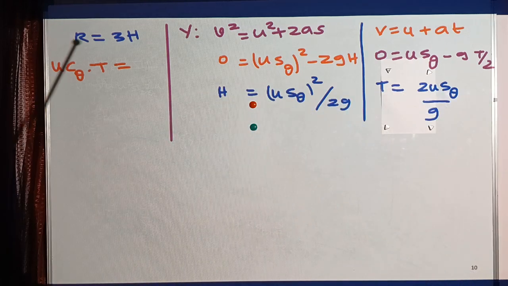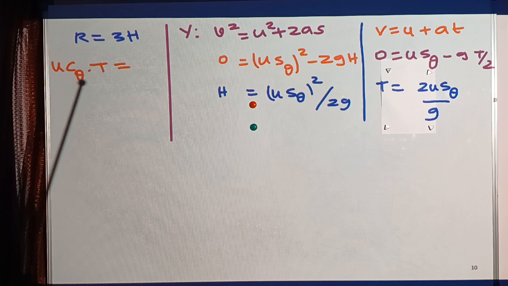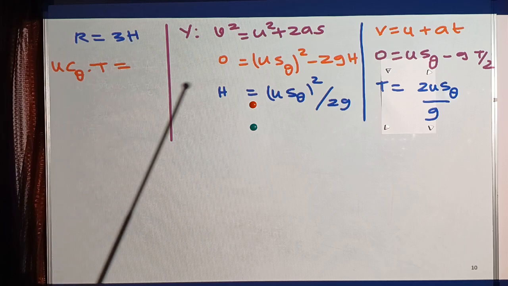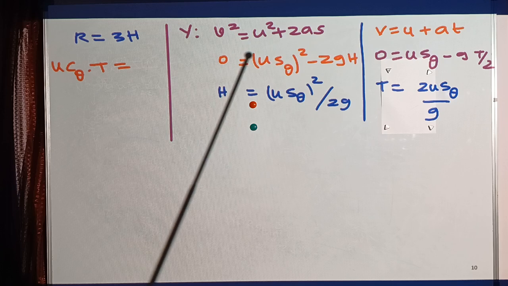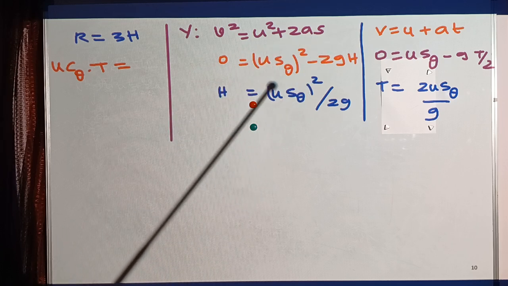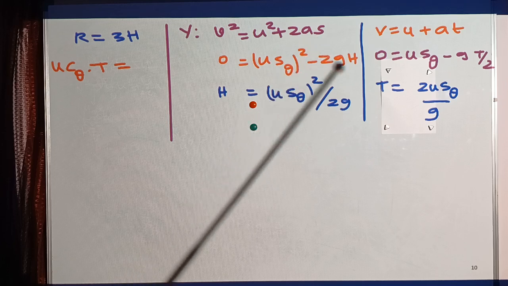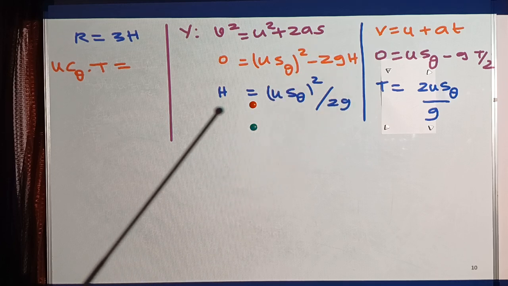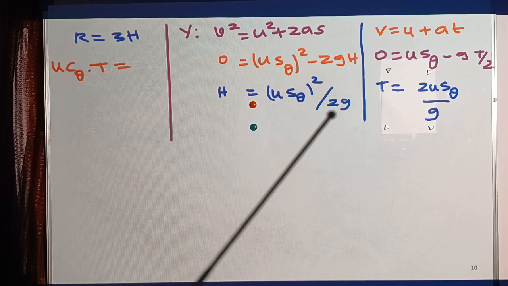So range is 3 times the maximum height. That's given in the question. Range is the horizontal velocity, which is uniform, u cosine theta, times the flight time. And to get h in the vertical direction, we use v square equal to u square plus 2as. V at the maximum height point is 0, u is u sine theta, and the displacement at the maximum height point is h. From this, you get the formula for h as u sine theta whole square by 2g.